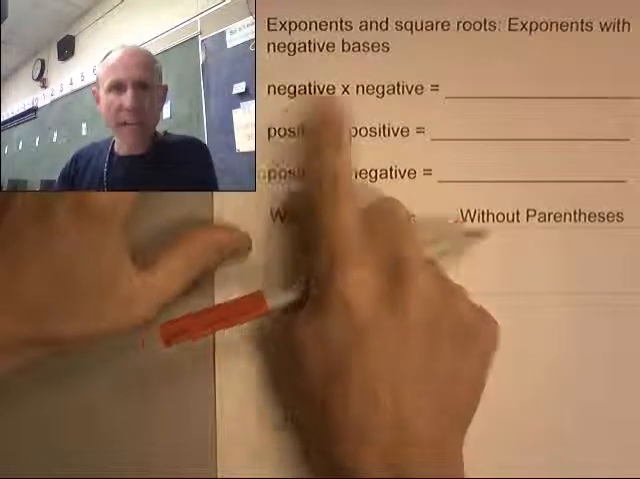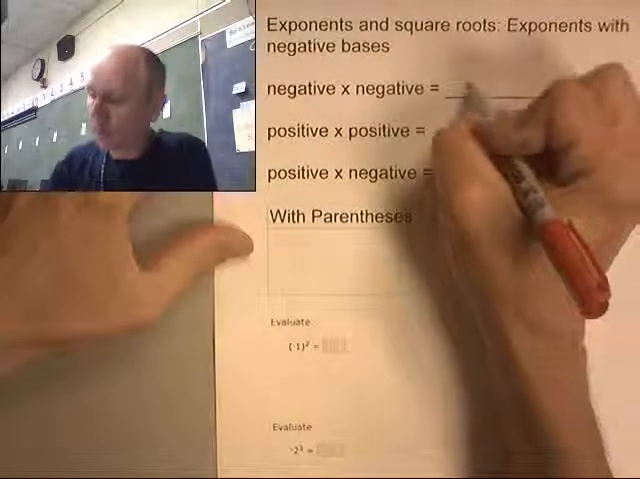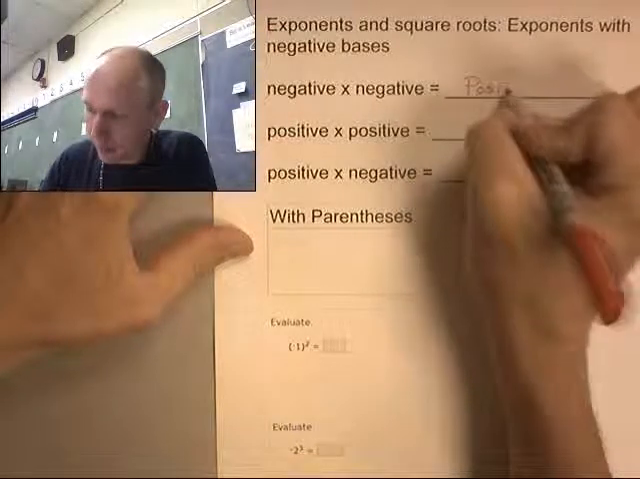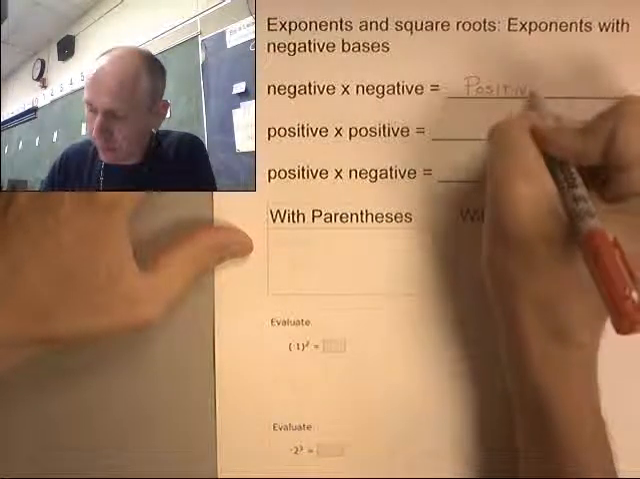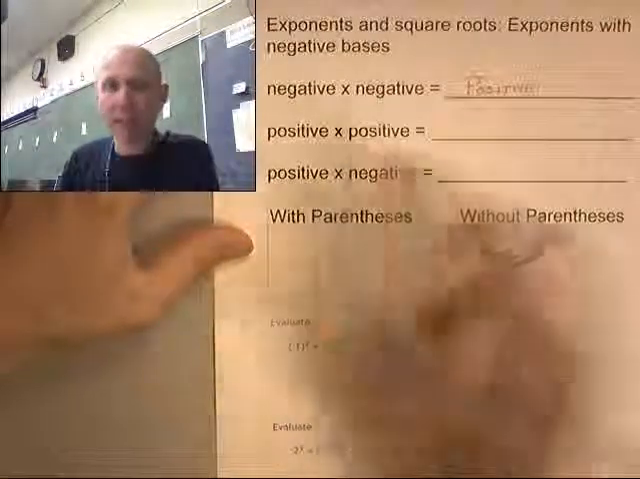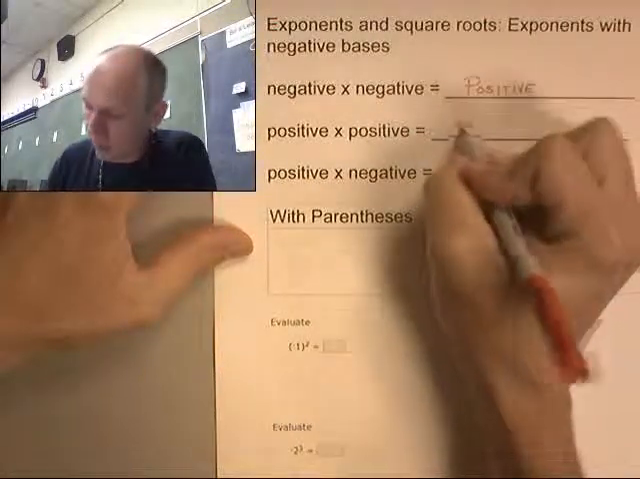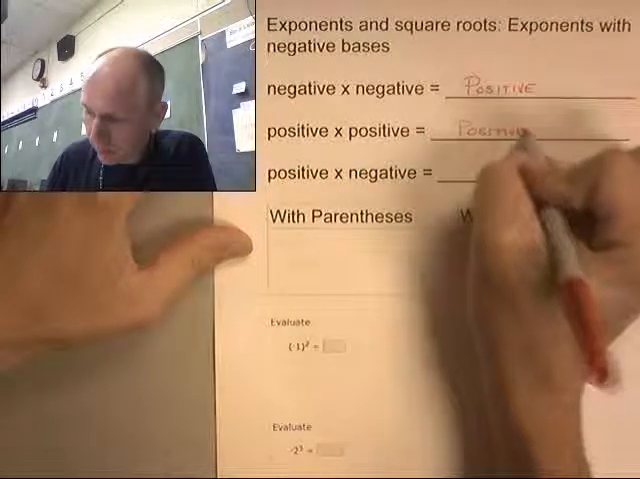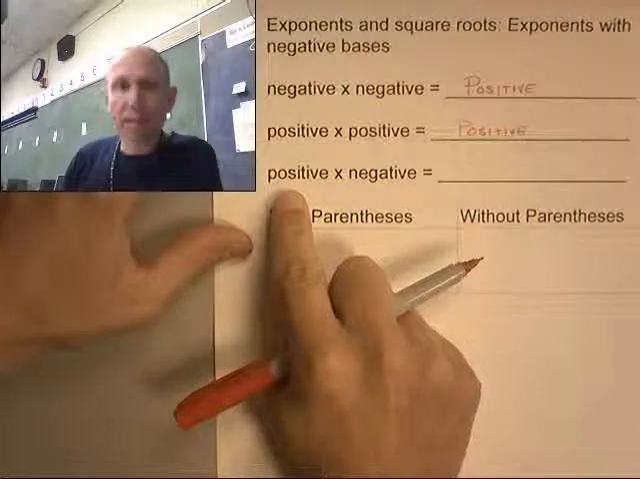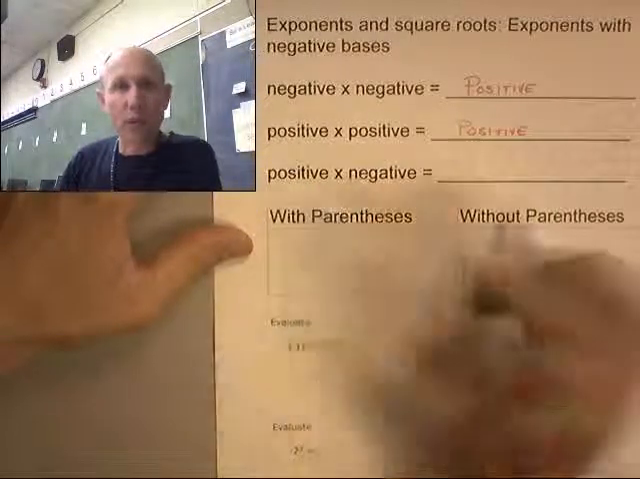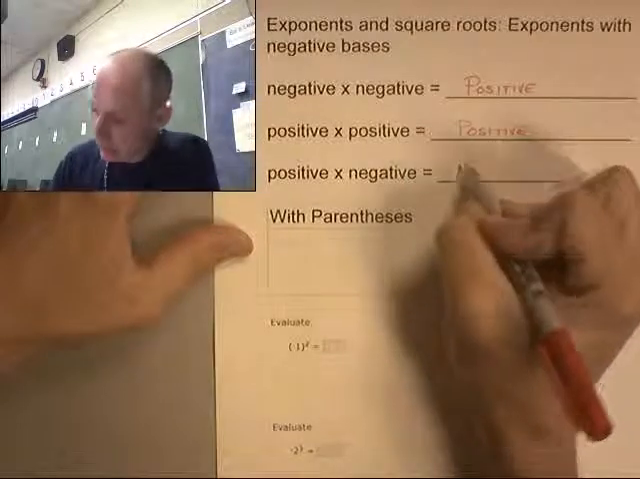You should already know that a negative number times a negative number equals a positive number. A positive number times a positive number equals a positive number. And a positive number times a negative number, or even if you switch those around, would be a negative.